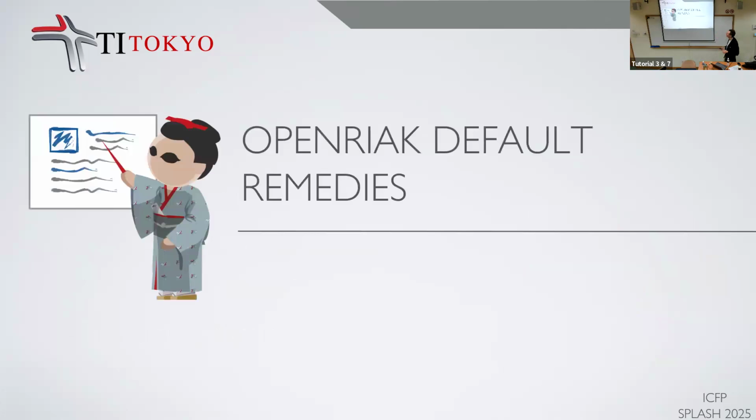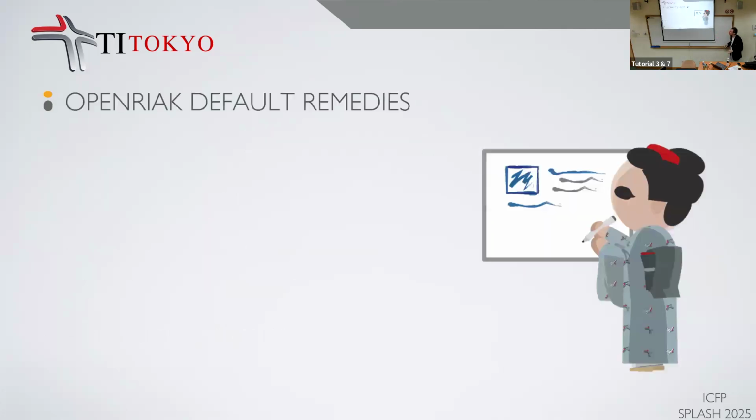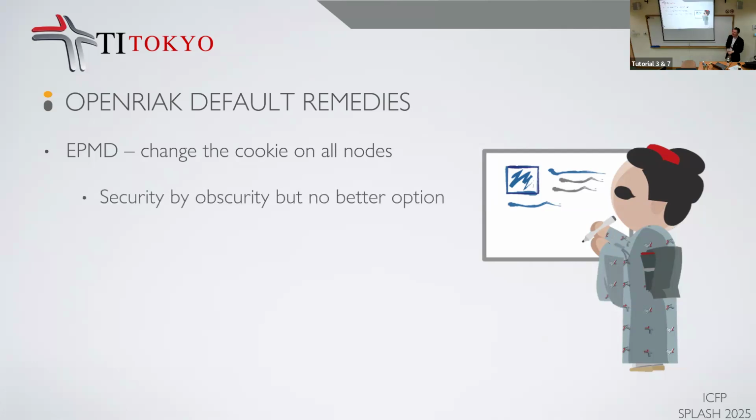What can we do about them? So, default remedies. Well, EPMD uses a shared cookie that everybody knows, so change the cookie. If my password is no longer Open Sesame, it's something else, then nobody knows what it is. So yes, security by obscurity, technically that's true, but it needs to be there for the nodes to work together. And if you have a cookie that's maybe 64 characters long, by the time someone's brute-forced that, you should probably have noticed, if you've got decent network security on your system.